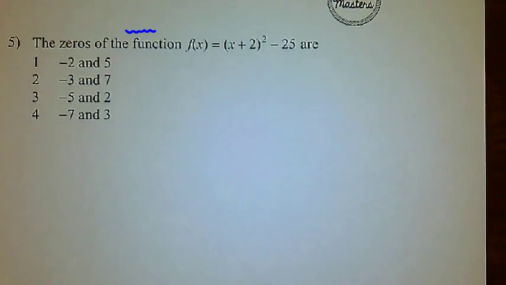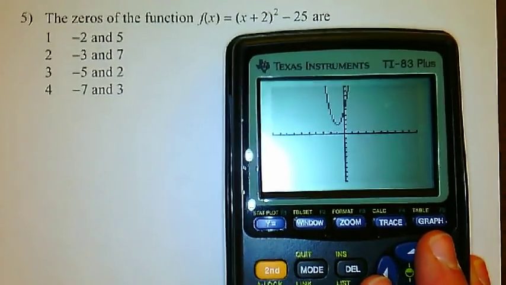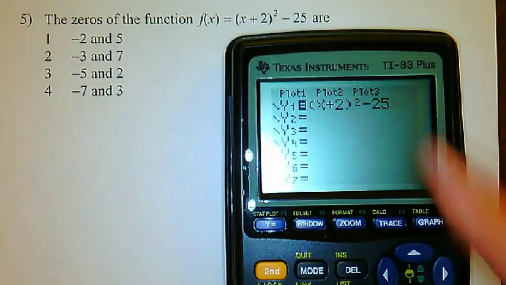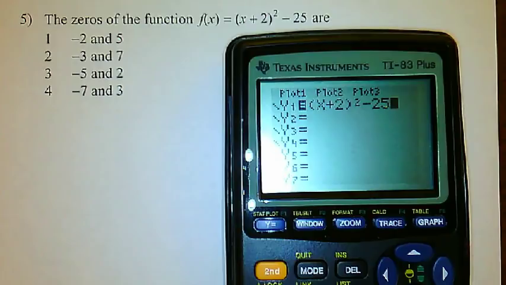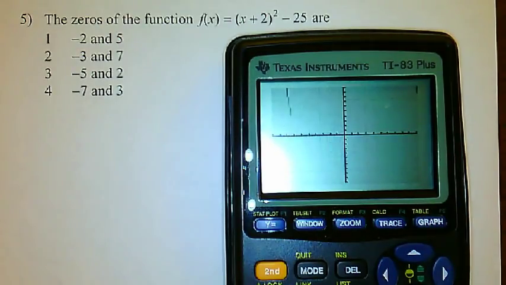All right, for question number 5, I'm going to have you put this into your calculator, so go ahead and do that. Alright, and when you have something like this, this is actually called vertex form. We'll do that a little bit later on in the unit. Okay, so I'm going to do x plus 2. Notice I put that in parentheses. Okay, do that squared and then do minus 25. Remember, make sure you hit the minus, not the negative. Okay, so you go ahead and look at the table, or you can look at the graph.